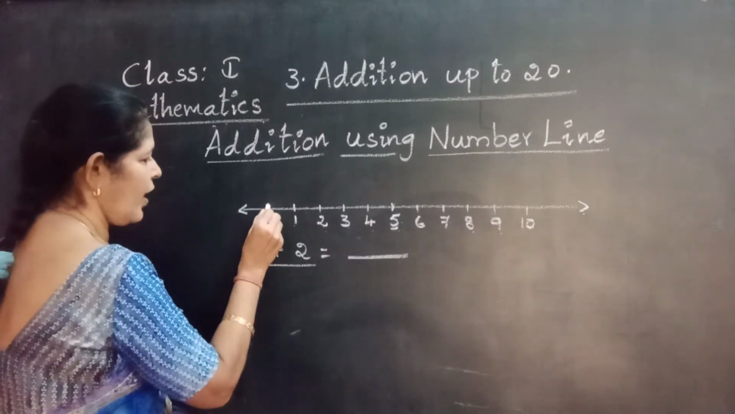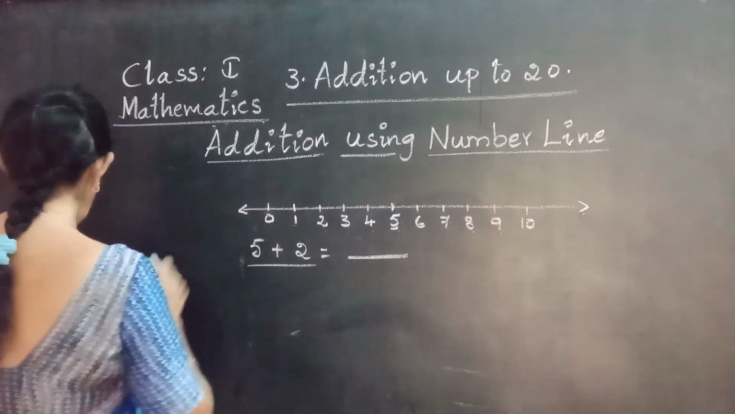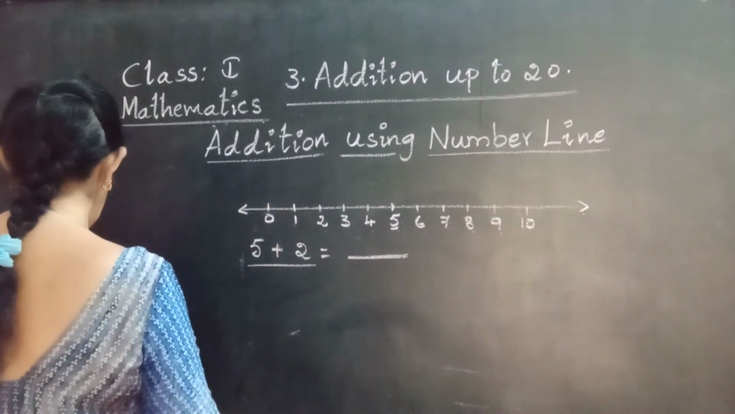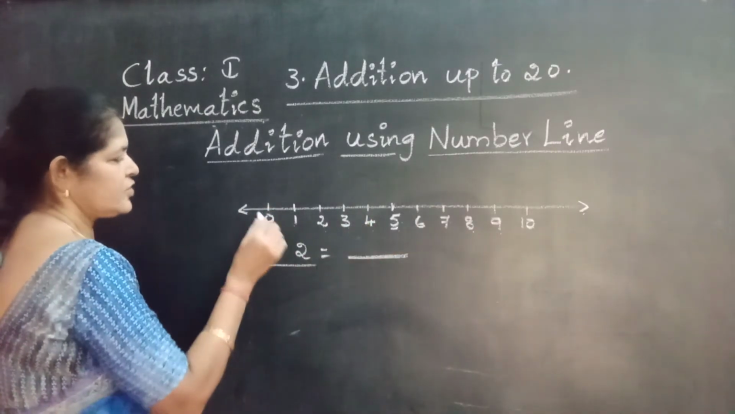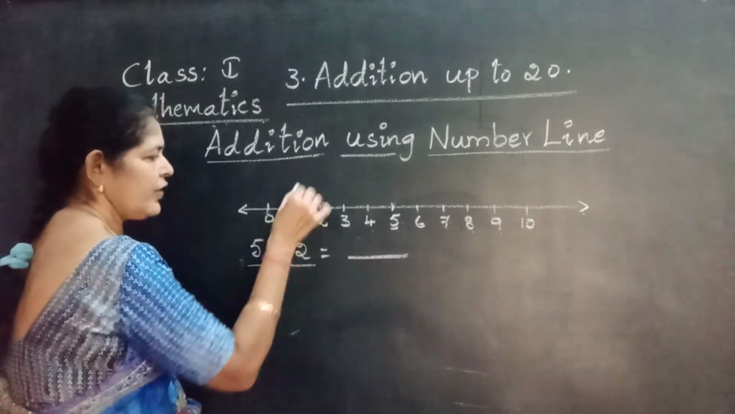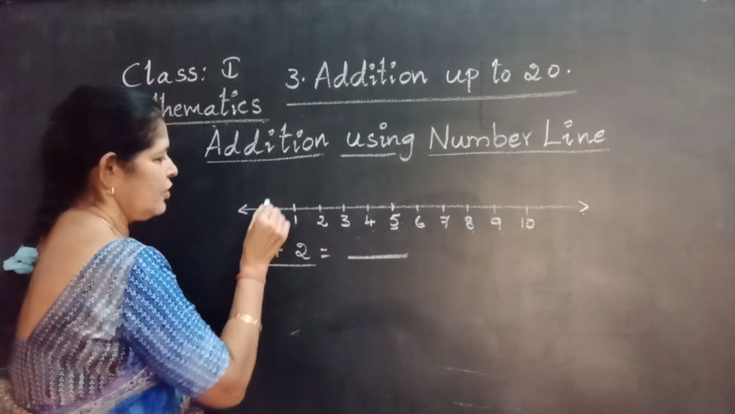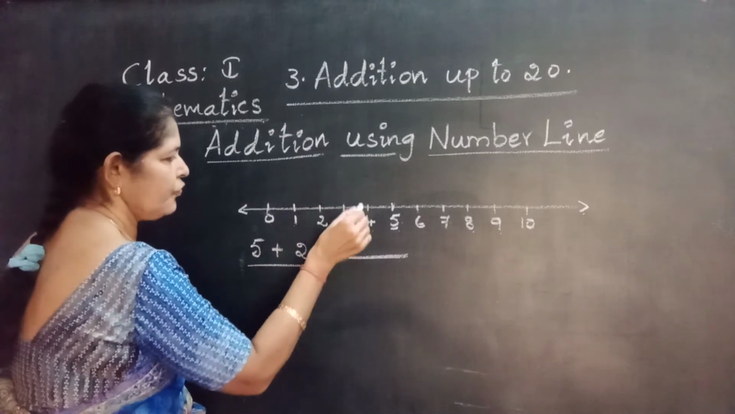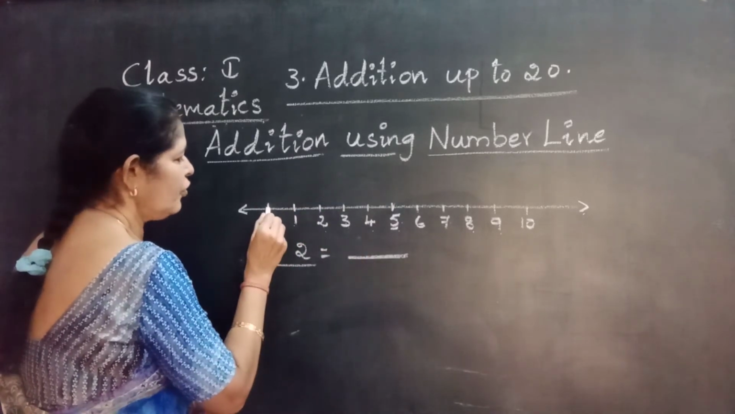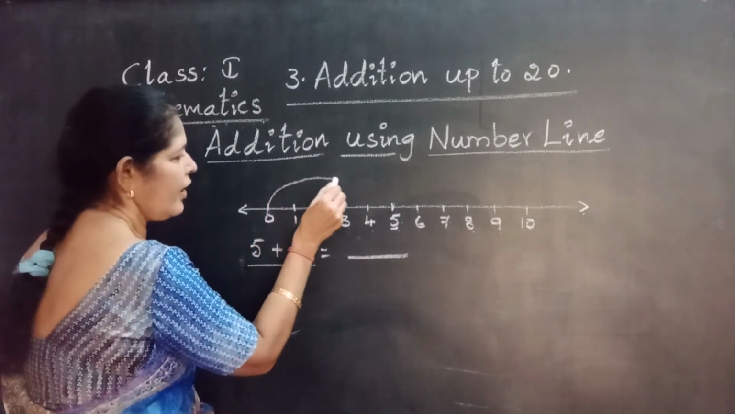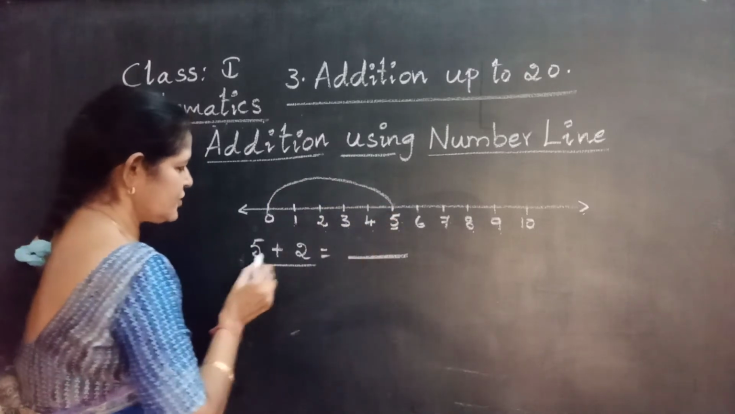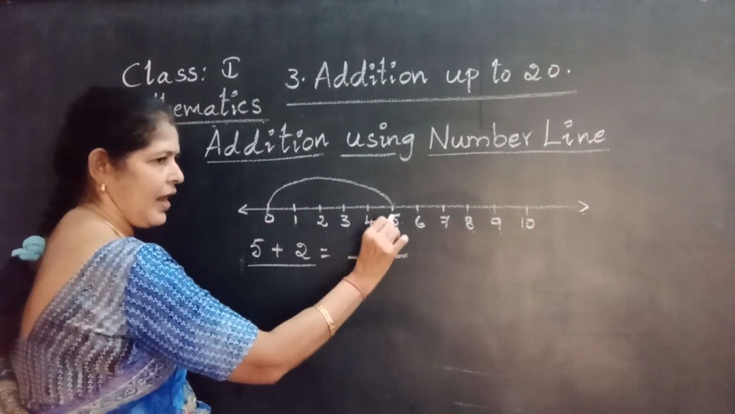Now you have to mark like this. 5 places to the right. From 0, moving 5 places to the right: 1, 2, 3, 4, 5. Here is 5. You have to draw like this. This is 5 on the number line.